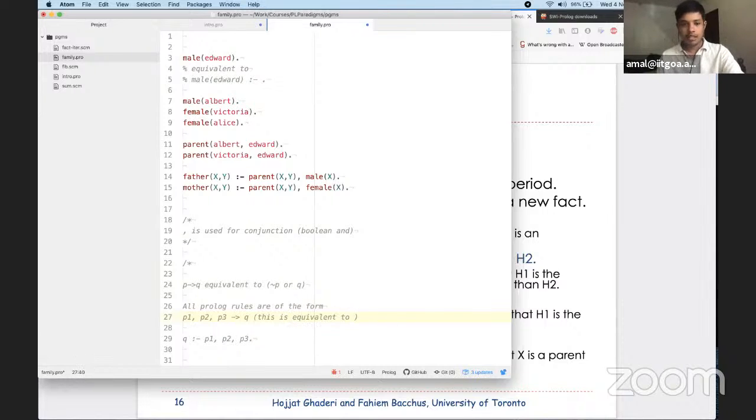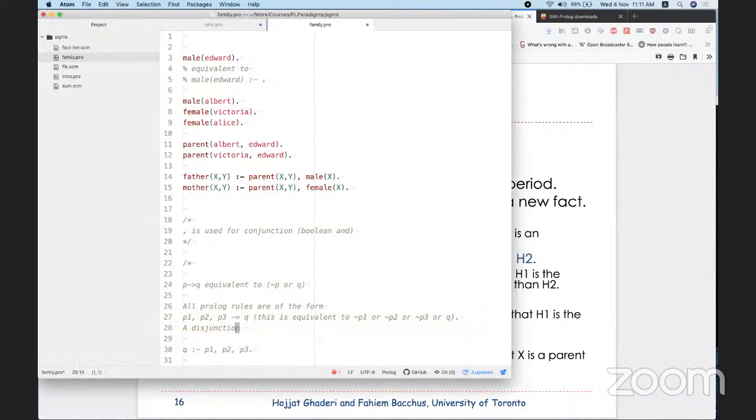Equivalent to? It is actually equivalent to negation P1 or negation P2 or negation P3 or Q. Okay. And such clauses, a disjunction. What do you mean by disjunction? Boolean or. Boolean or, yeah.